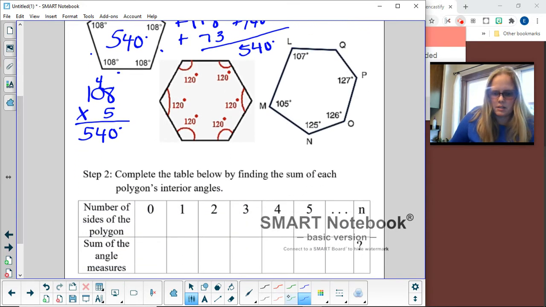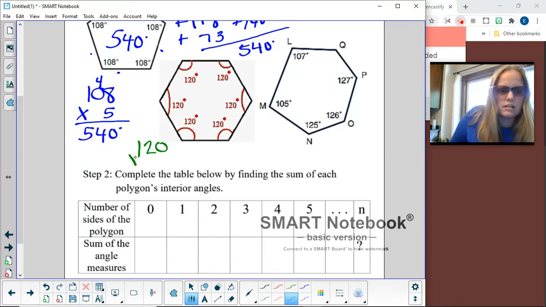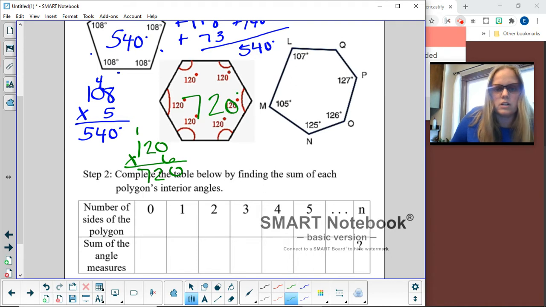All right, here's some different shapes. Let me grab another color. This one has 6 sides, and they all happen to have the same angle measurement, so that's an equiangular hexagon. So I'm going to do 120 times 6 this time. 6 times 0 is 0. 6 times 2 is 12. 6 times 1 is 6, plus 1 is 7. So this one comes out to 720 degrees.